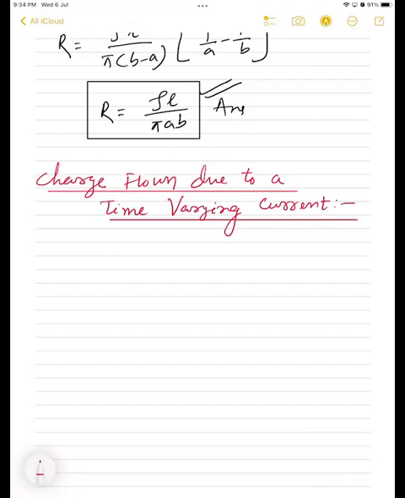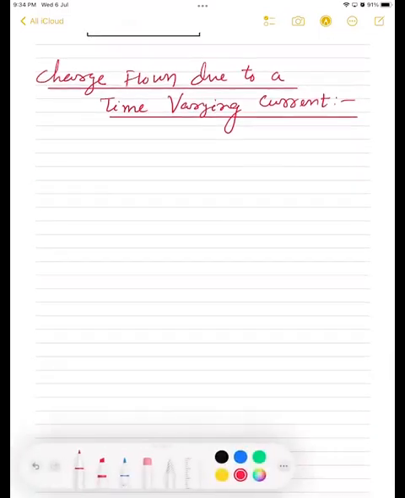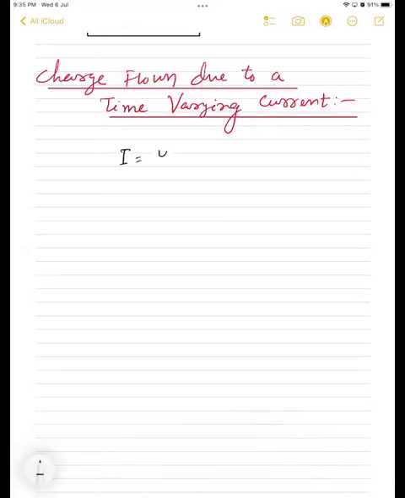Let's see in the question he has given: the current in a wire varies with time in relation I is equal to 4 plus 2t. Determine the quantity of charge which has passed through the cross section of the wire during the time 2 second to 6 second. You have to find the quantity of charge.